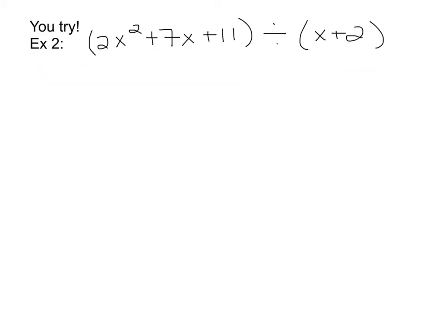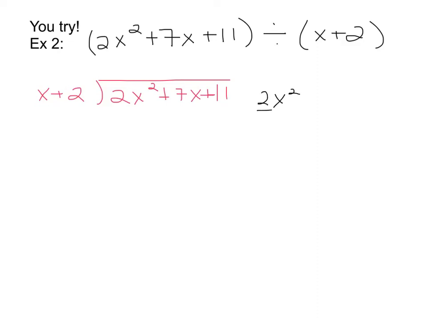Press pause and practice dividing 2x squared plus 7x plus 11 by x plus 2. So the x plus 2 goes on the outside. The 2x squared plus 7x plus 11 goes underneath, okay? So remember, first term underneath, which is 2x squared, divided by the first term on the outside, which is x. 2x squared divided by x leaves me with 2x. Place it on top of the same thing, so it goes on top of the 7x.